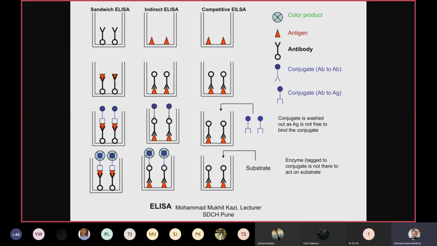Now, what is the difference in the sandwich ELISA? In sandwich ELISA, we don't coat the antigen. Here we coat the antibody, and then we add the antigen, and then we add the antibody which is specific to that antigen.